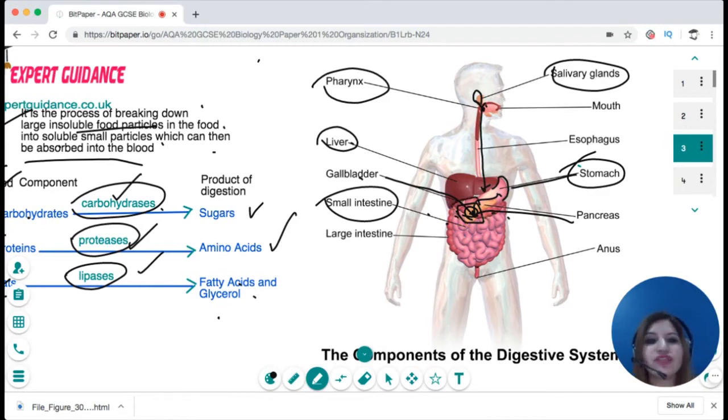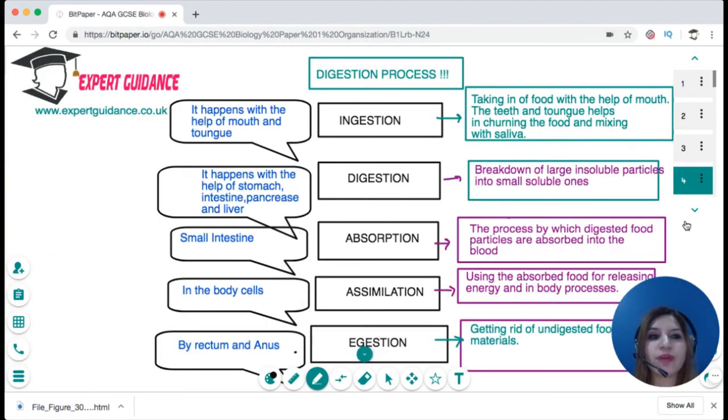The digestion is finished. In the small intestine, the food gets absorbed into the blood, and then undigested food passes into the large intestine. The large intestine absorbs all the water and converts the undigested food into a semi-solid mass called the feces, and the feces is thrown out of the body through the rectum or the anus. So this is the whole process of digestion.